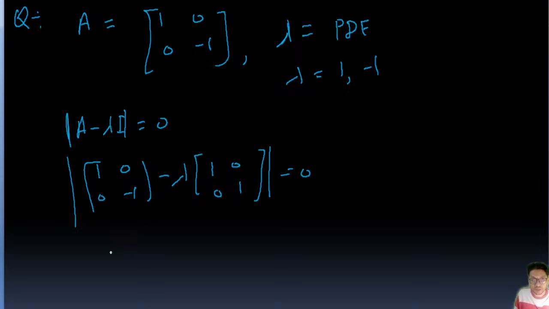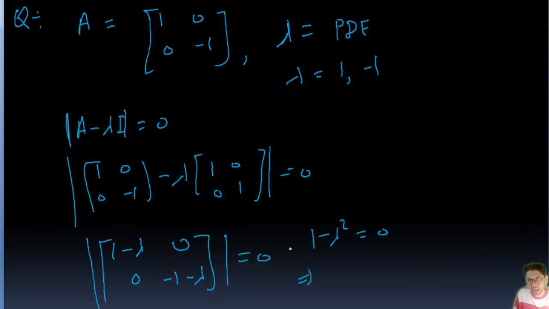Q1, and now we'll solve it. So this is going to be the determinant of 1 minus lambda, 0, 0, minus 1 minus lambda, equal to 0, and this value is going to be (1 minus lambda) square equal to 0. That implies lambda equal to plus minus 1, right? By characteristic equation we can also find it, but if we know the property, then we can easily find it. So that's why properties are very important.